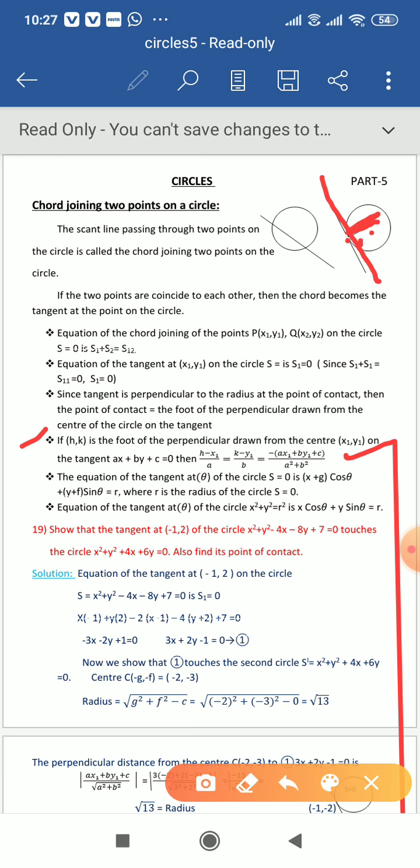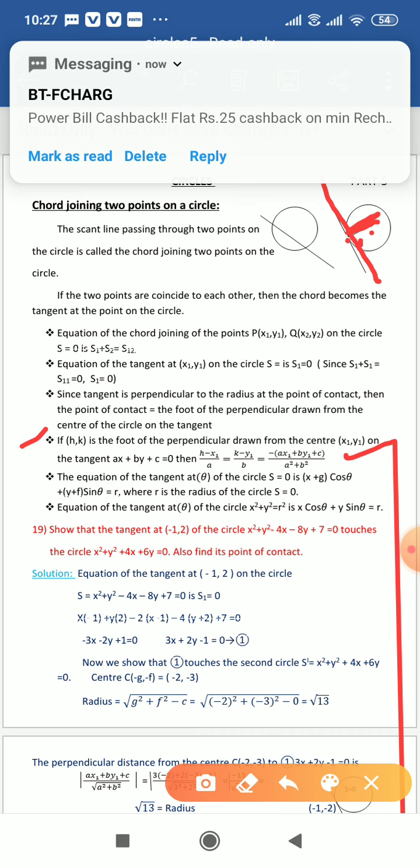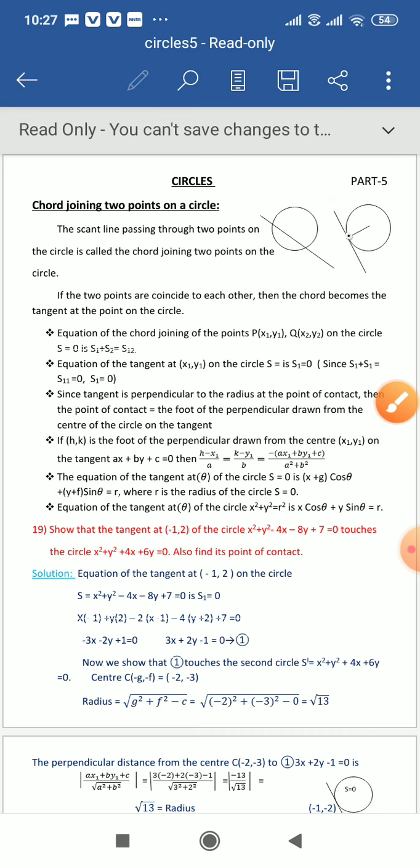If we let the foot of the perpendicular be (h, k), then using this result we find the foot of the perpendicular. In this session, the foot of the perpendicular is nothing but the point of contact. So this is the procedure to find the point of contact. To find the point of contact, it is enough if we find the foot of the perpendicular drawn from the center of the circle to the tangent.